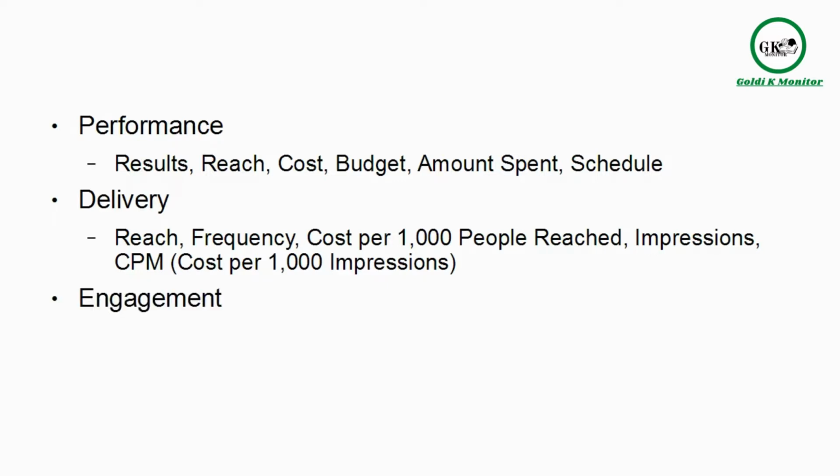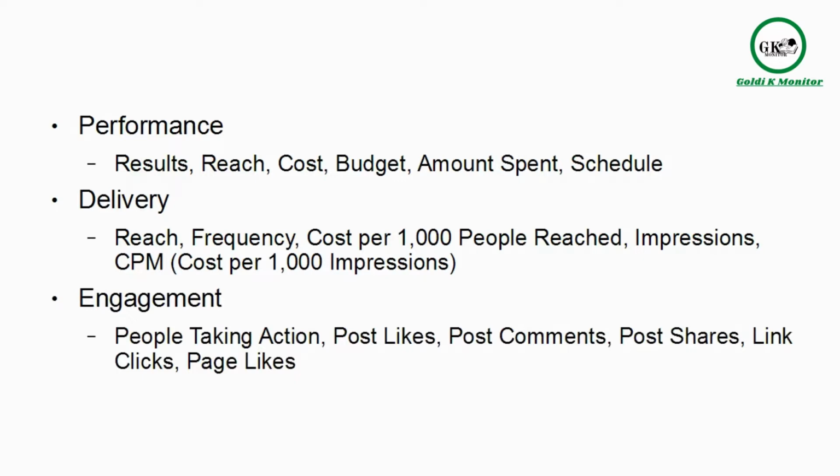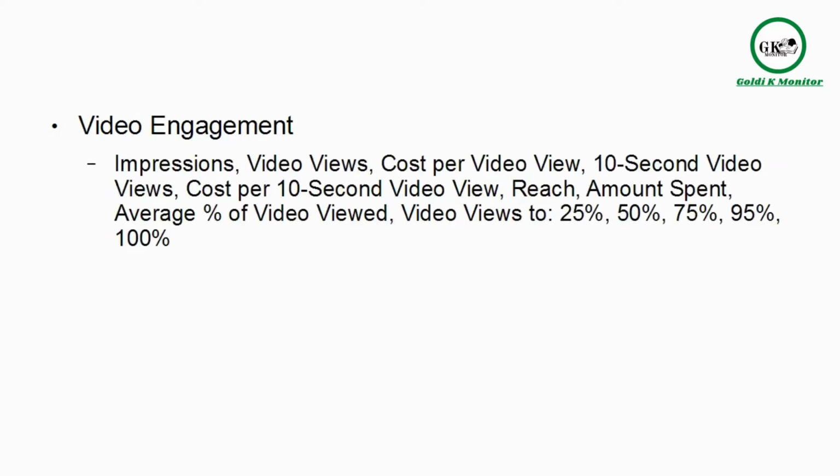Then you've got engagement. This is people taking action: post likes, post comments, post shares, link clicks, and page likes. Then there's video engagement if you're running a video ad. And these cover impressions, video views, cost per video view, 10-second video views, cost per 10-second video view, reach, amount spent, average percent of video viewed, video views to 25, 50, 75, 95 and 100%.